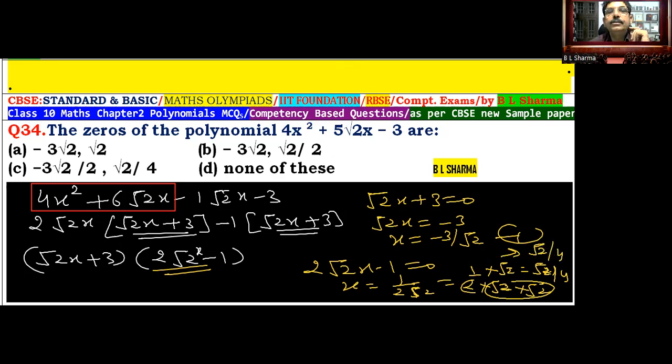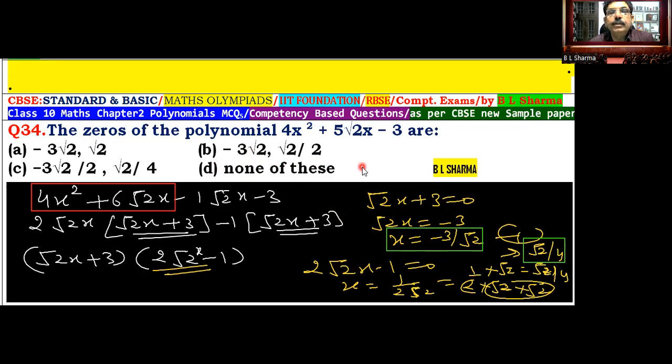So check whether these options are available or not. Here one zero is minus 3 upon root 2, and the other zero is square root 2 by 4. So here we find in this question that minus 3 upon root 2 is here, but root 2 by 4 is not here. So we can write none of these.